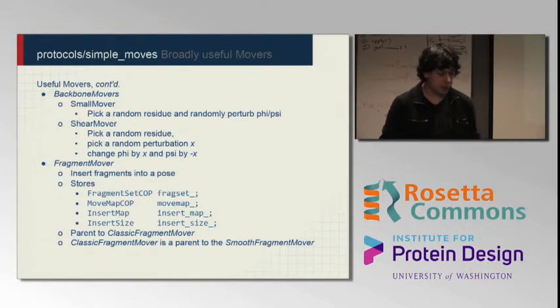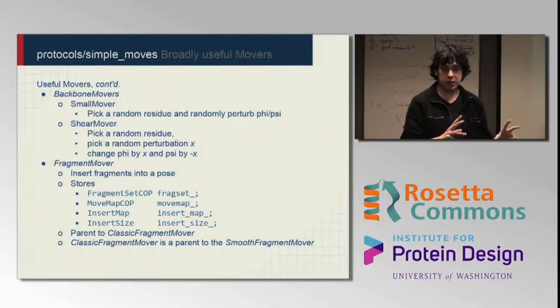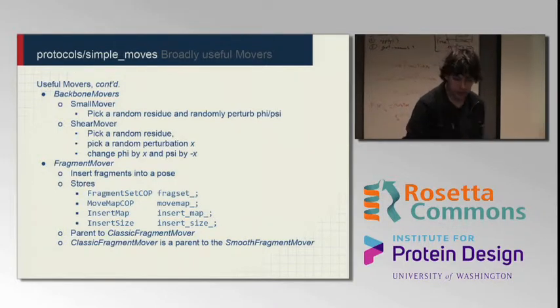Then there is the fragment mover, which is fundamental for the way in which Rosetta does ab initio folding, right? So we are going to discuss this a little bit later.